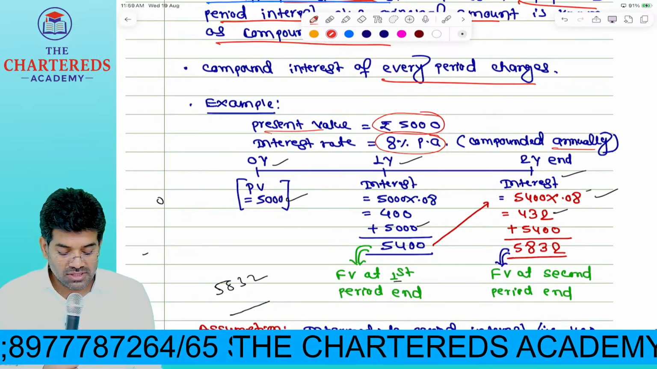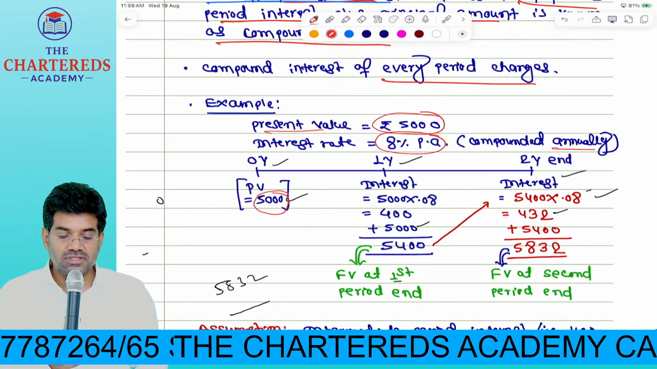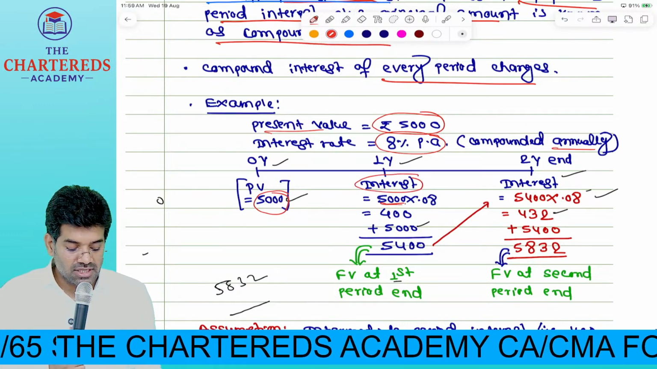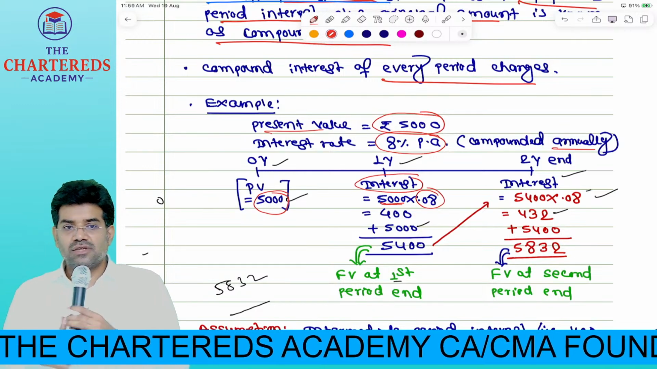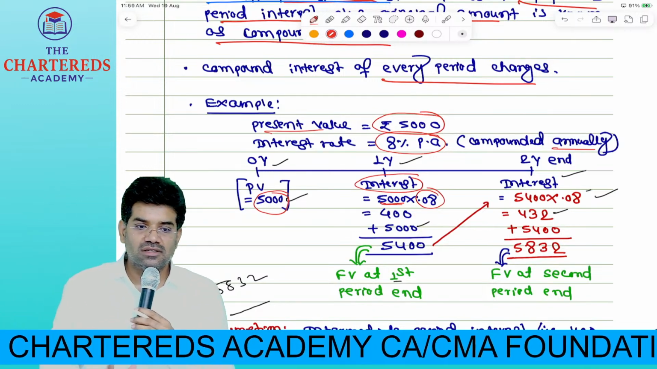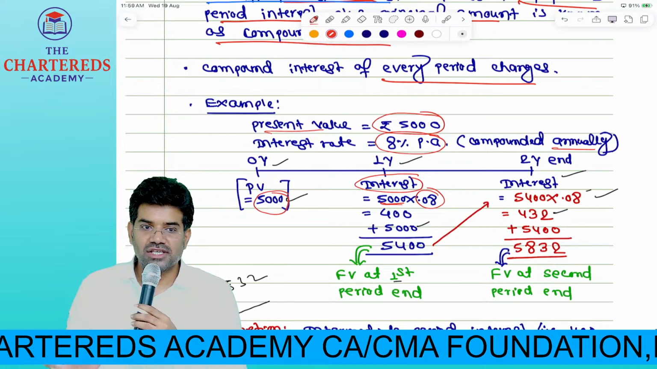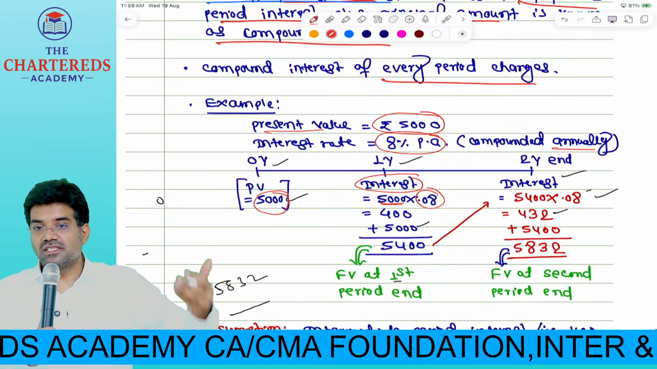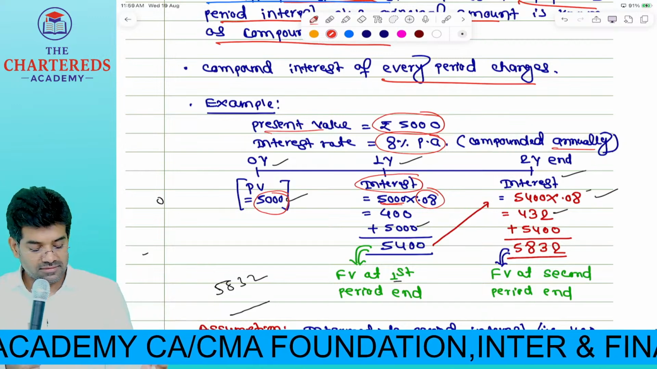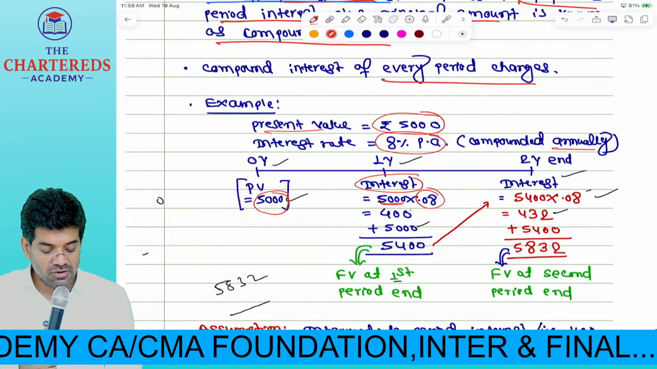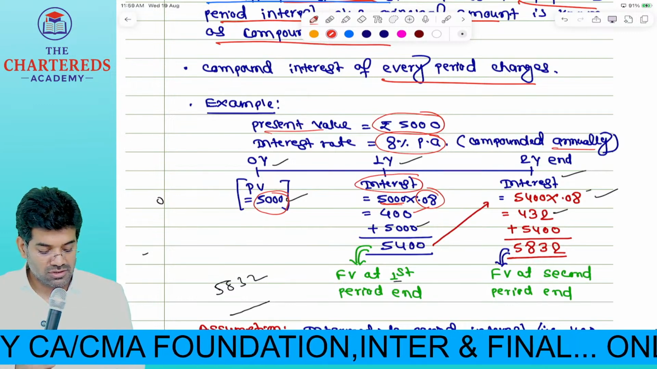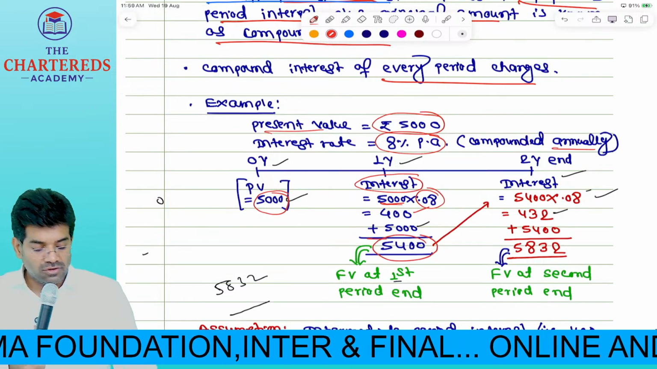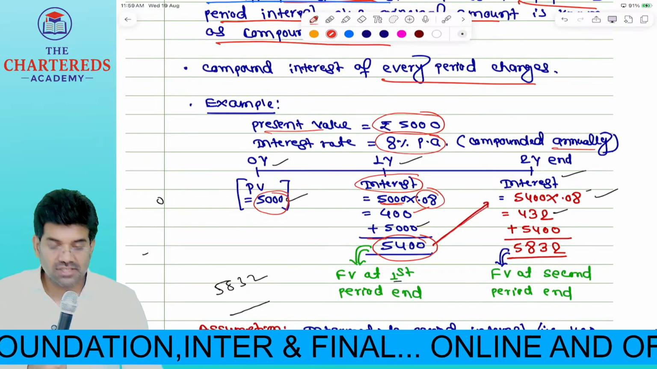So today, how much is your investment? 5,000. First year, what will be your interest amount? 5,000 into 8%. See, first year, whether it is simple interest or compound interest, the calculation remains the same. Second year onwards, the interest calculation will start differing. 5,000 into 8% gives us 400. So what is the maturity value, the future value? 5,400.